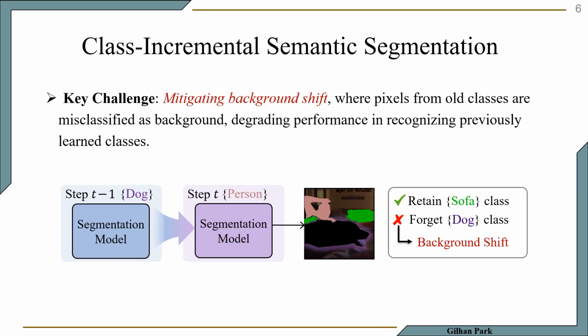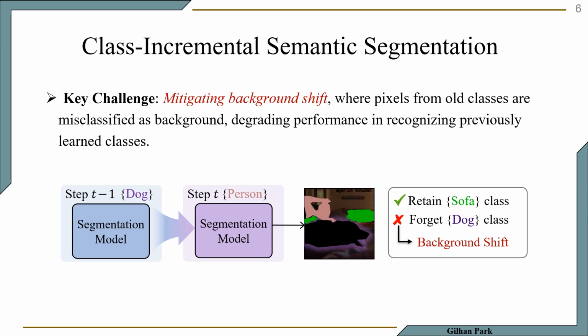One of the main problems in class incremental semantic segmentation is something called background shift. This happens when the model mistakenly labels pixels from old classes like dog as background when it's learning new classes like person. When this happens, the model can start to forget the old classes, making it harder to recognize them later.